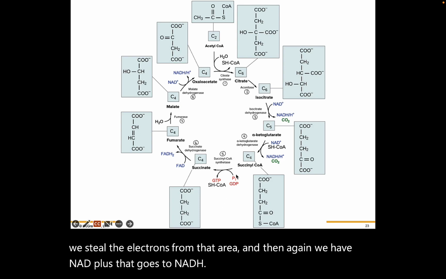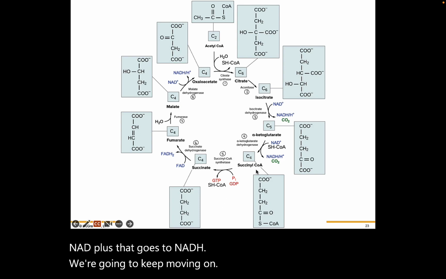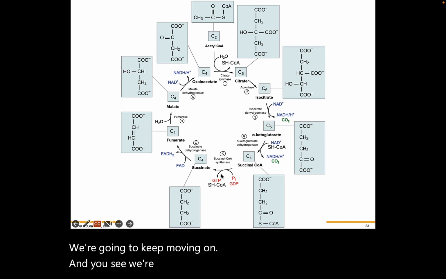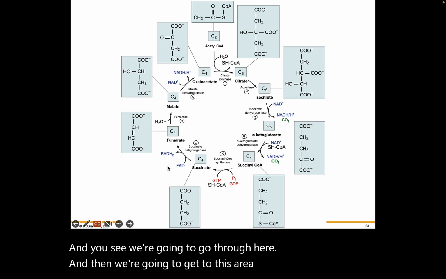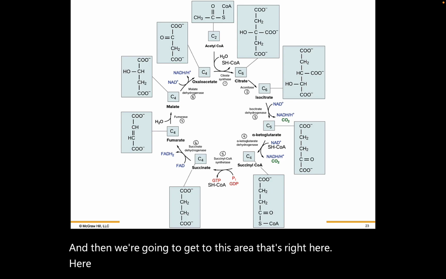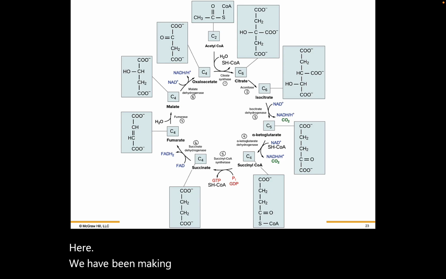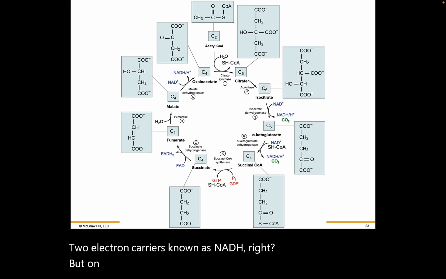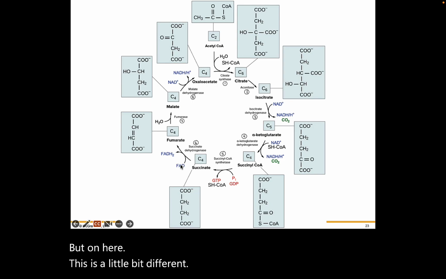We're going to keep moving on. And you see we're going to go through here. And then we're going to get to this area that's right here. Now here, we have made 2 electron carriers known as NADH, right? But on here, this is a little bit different. We have FAD that goes to FADH2.